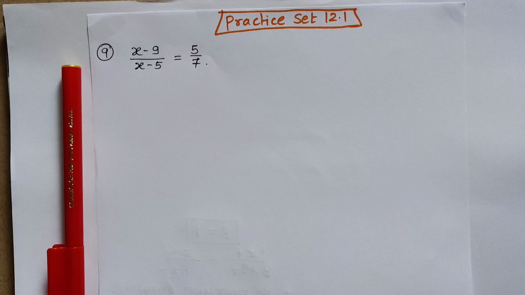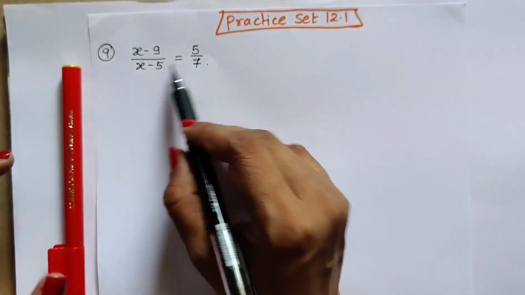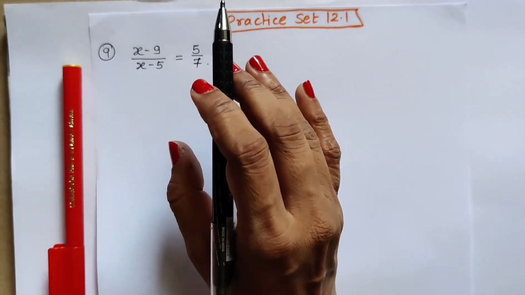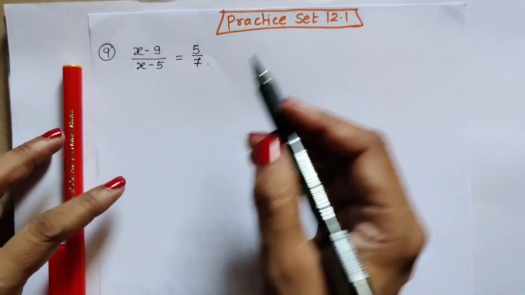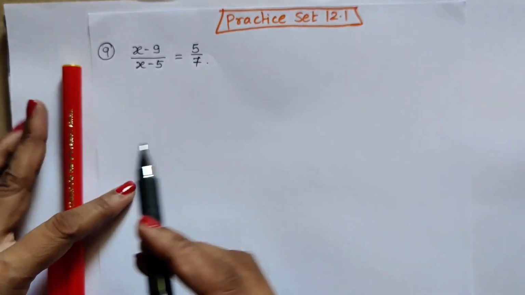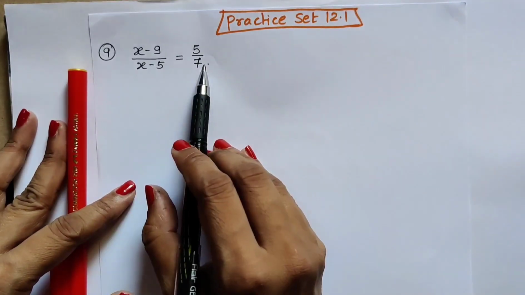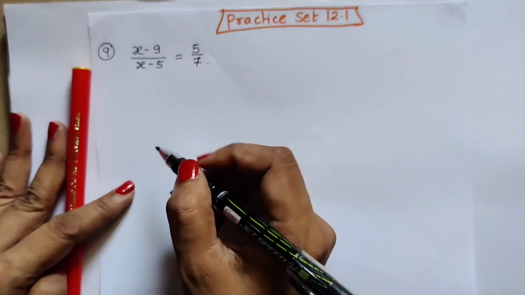In this way, we can solve the equation. Sum number 9, x minus 9 upon 7 is equal to x minus 5 upon 7. As we all can see, the fractions are there. Simply, we can solve it by cross multiplication. First, simplify the equation by cross multiplying. So cross multiply, equal to sign is there. We can multiply numerator into denominator and denominator in numerator, and then there should be equal to sign in between.